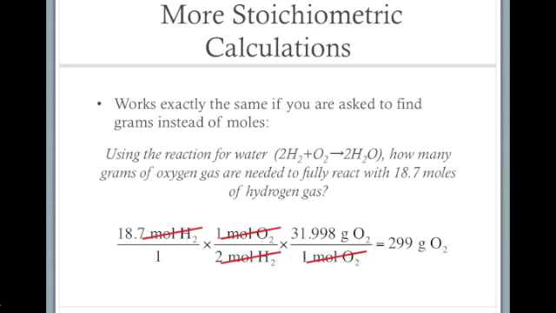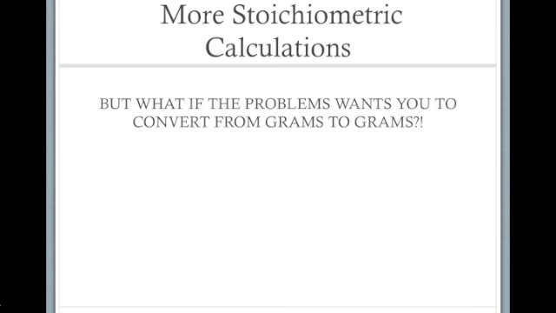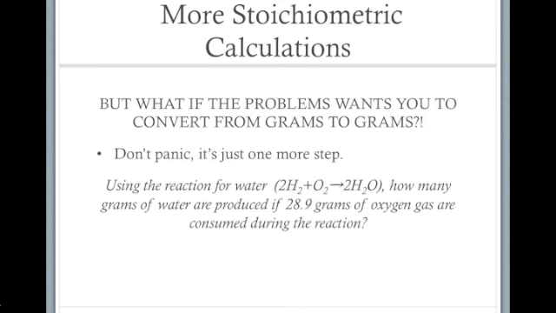Now I know what you're thinking. You might be starting to panic. What if the problem wants you to go from grams to grams? Just add another step. It's just one more step. Again, same formula, water. How many grams of water are produced if 28.9 grams of oxygen are used?